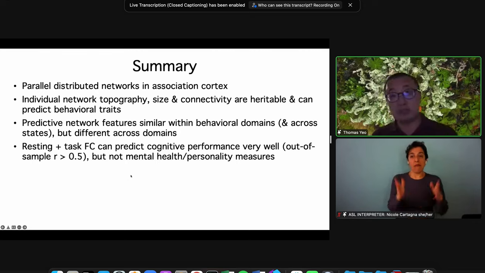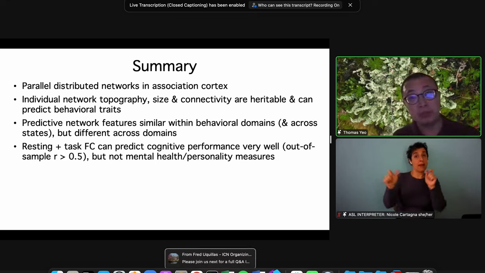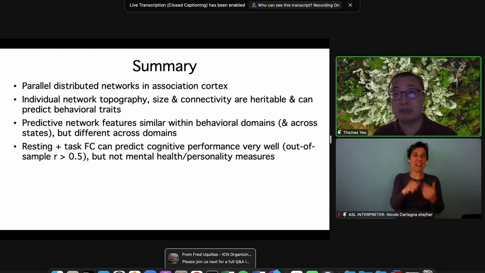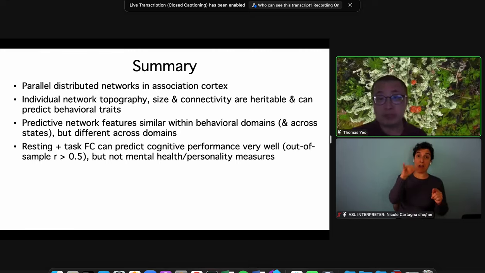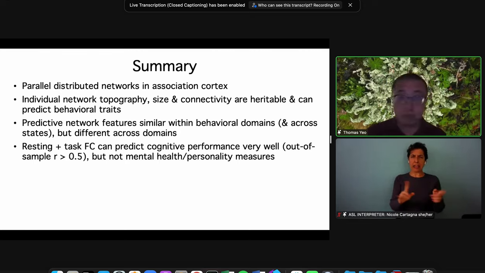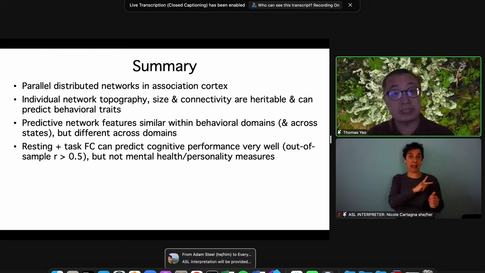Combining resting and task functional connectivity allow us to predict cognitive performance very well. Out of sample R is often bigger than 0.5, especially with composite cognitive scores. But unfortunately, this is not the case for mental health and personality measures. Given that functional connectivity can predict cognition quite well, it is a bit unclear to me whether the issues with fMRI or some other factors, for example, perhaps how mental health and personality measures are currently measured or conceptualized in large-scale data sets.